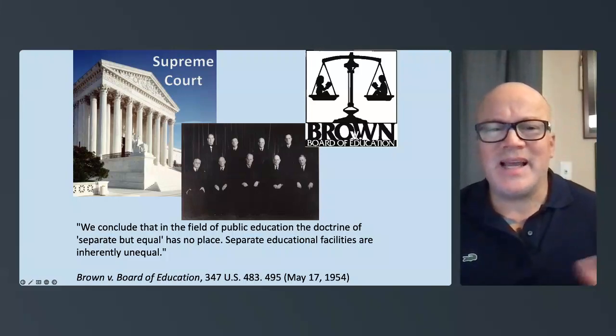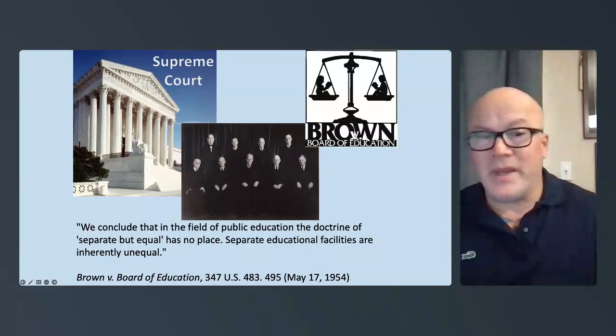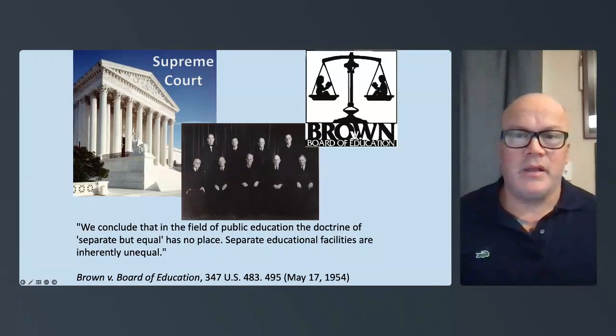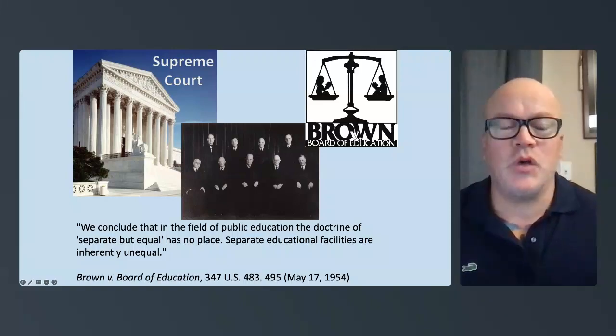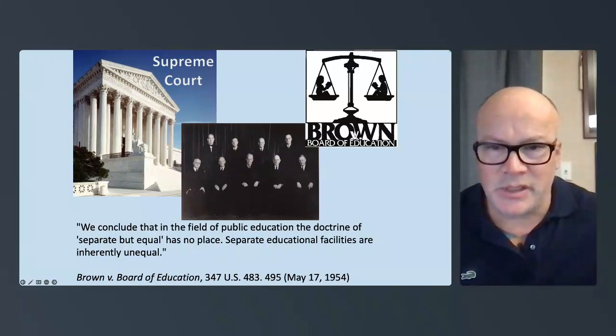However, and this is where it gets tricky, and we'll dive into this as well, the court delays deciding on how to implement the decision and asks for another round of arguments. So many schools, in fact, remain segregated. How are we going to implement this? So, questions to ask would be, do changes in law actually promote changes in society?